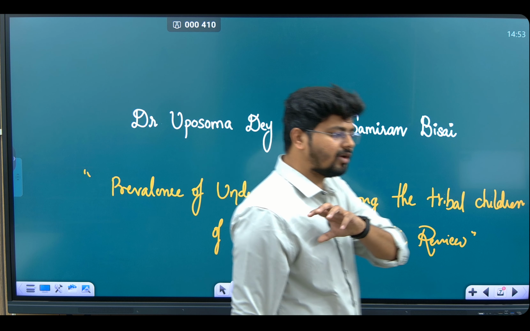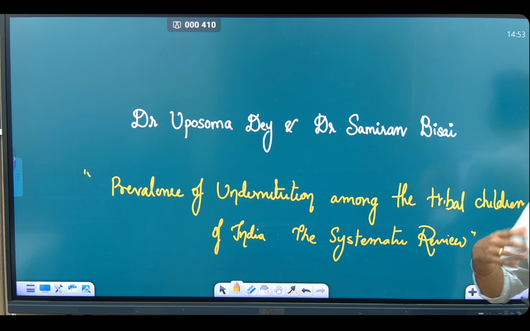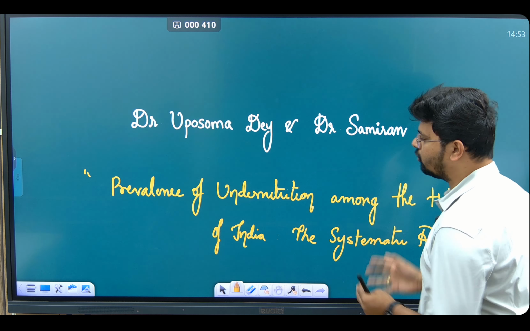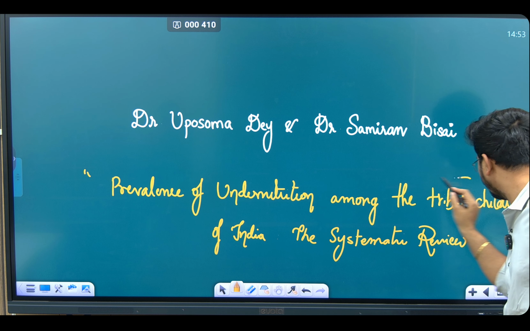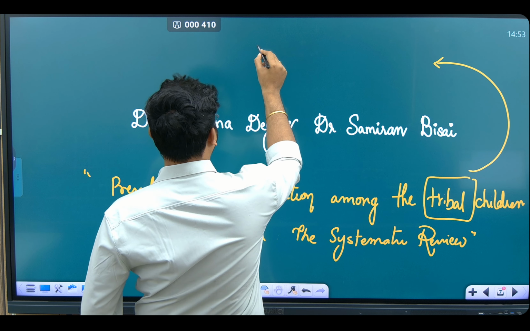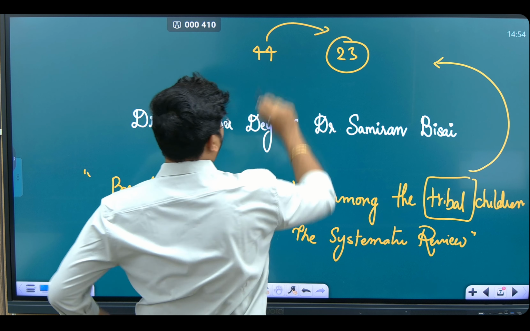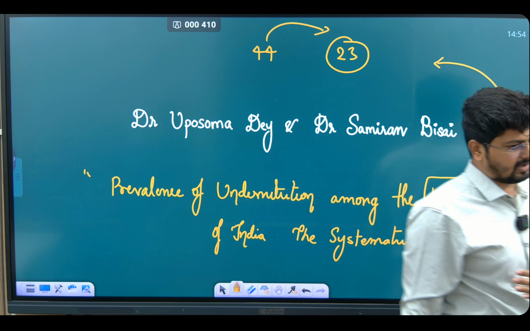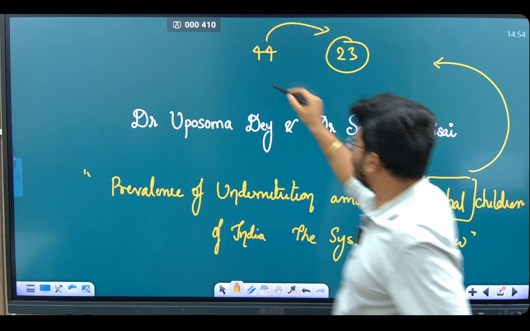What they have done is they have taken all the publications, whatever research papers are there, and tried to understand and do the meta-analysis of undernutrition among tribal children. There they have highlighted that among the tribal children, you notice 44% of stunting and 23% of wasting. So wasting is about half of stunting. This is in preschool level tribal children.